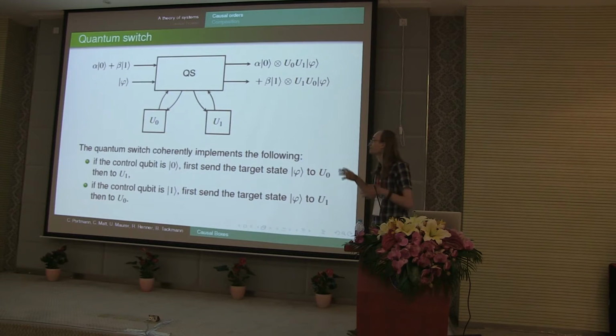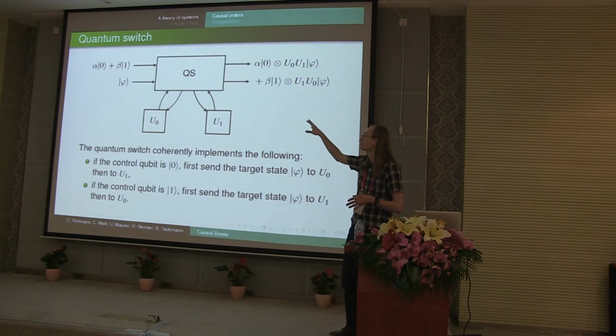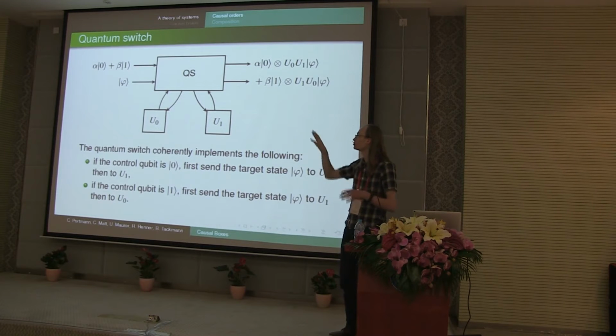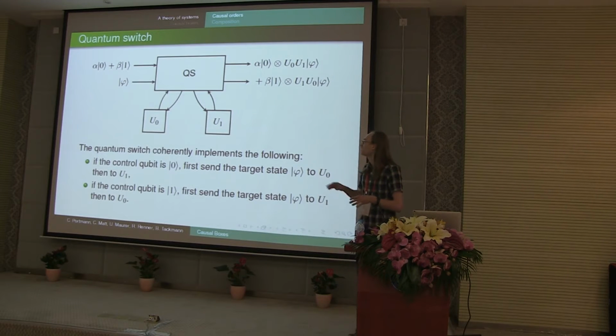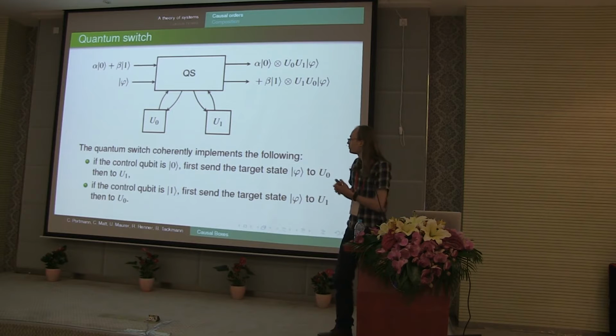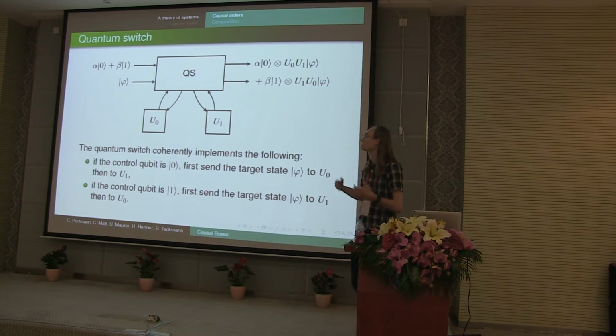So in a very idealized way, we have this box, the quantum switch, which receives two inputs, like the control qubit and some state phi. And you want to either apply first U0 and then U1, or first U1 and then U0, conditioned on the bit. So informally, you look at your control bit, and if it's a 0, you're going to send your state to U0 and then to U1. If the control bit is a 1, you do it the other way. So this is the dynamic decision of in which order you're going to do things.